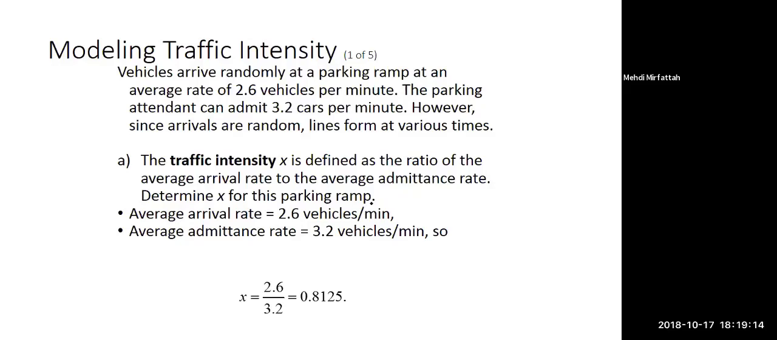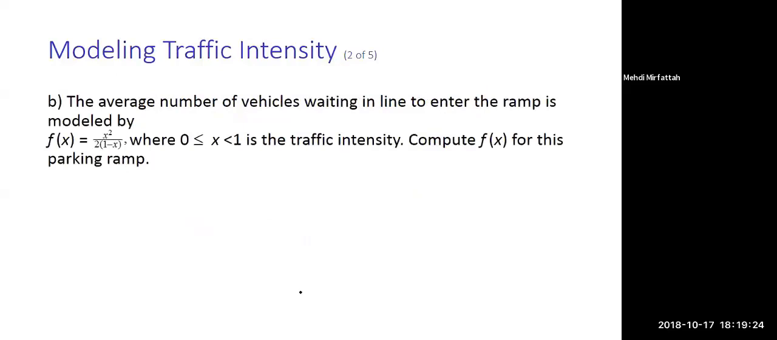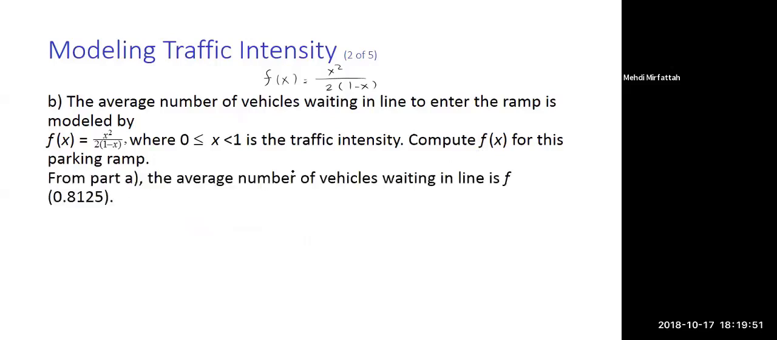Those two values are given to us, 2.6 and 3.2. So x would be equal to 2.6 over 3.2, and this would be my value. For part B, it says the average number of vehicles waiting in line to enter the ramp is modeled by f of x, which is given to us, f of x is equal to x squared over 2 times 1 minus x, where x is between 0 and 1. We're going to compute f of x for this parking lot.